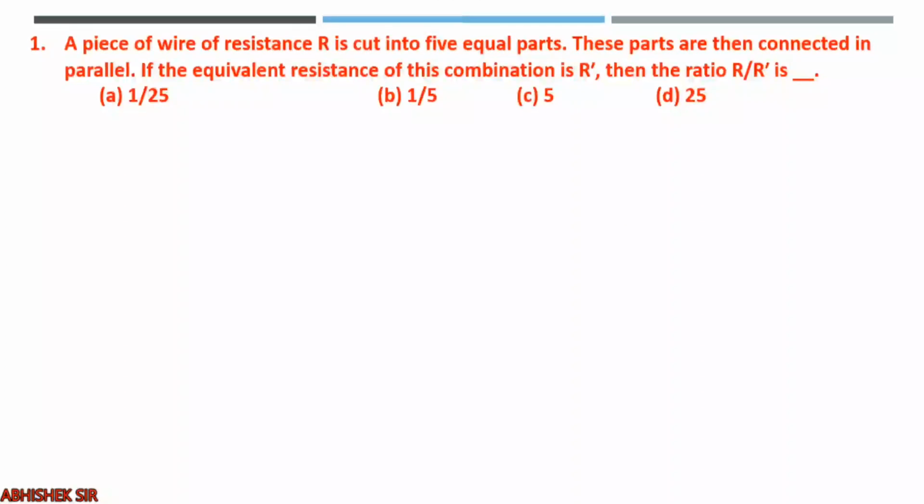A piece of wire of resistance R is cut into 5 equal parts. Note that 5 equal parts. These parts are then connected in parallel. The second hint given is that they are connected in parallel. If the equivalent resistance of this combination is R dash, then the ratio R to R dash is dash. So four options are given. Directly we cannot judge whatever the answer is. So let us try to solve this.